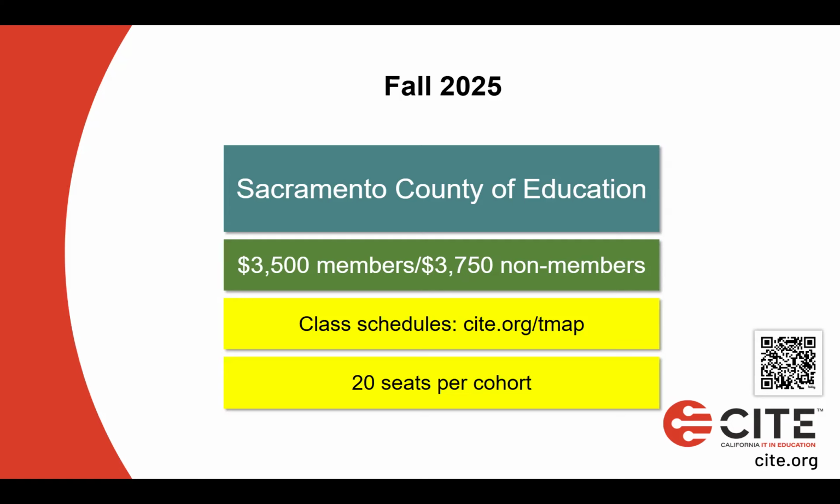You can see the class schedule. There's a link right there, cite.org/TMAP, that'll take you to all information on TMAP, as well as the application and schedule, but we'll also be reviewing the schedule in just the next slide. Cohorts are capped at 20 seats per cohort. TMAP has continued to grow exponentially, so every year we're receiving more applications than we have seats available. This makes cohort 8 one of our more competitive programs.